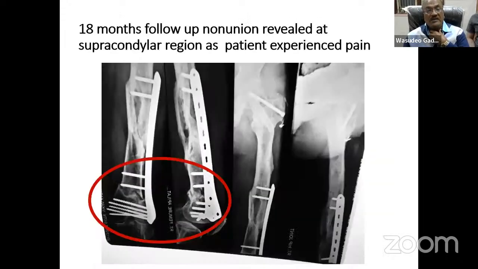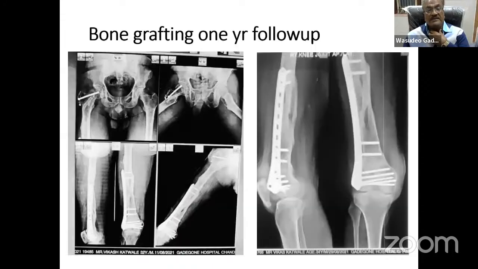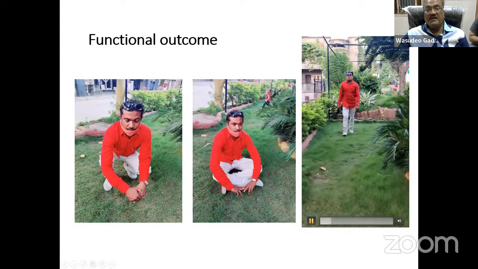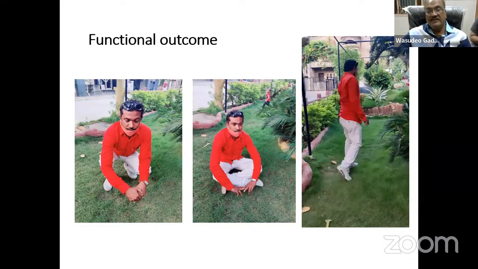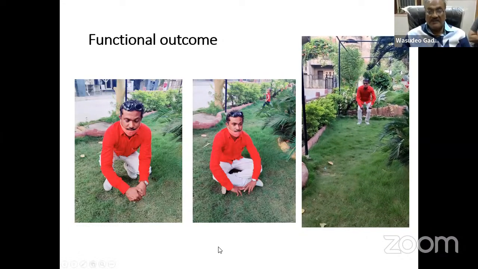Healing was doubtful. At 18-month follow-up, non-union was revealed at the supracondylar region, and the patient experienced pain and was unable to walk. Ultimately, how to do it? I revised the infection, but I did not revise the plate. I did a bone grafting, and ultimately the fracture united. And you can see the functional outcome of this patient after 13 years of follow-up of the original fracture neck femur and 3 years follow-up after the non-union of the femoral supracondylar region.